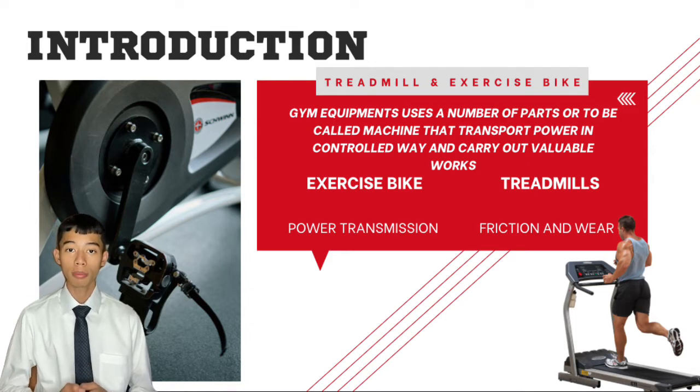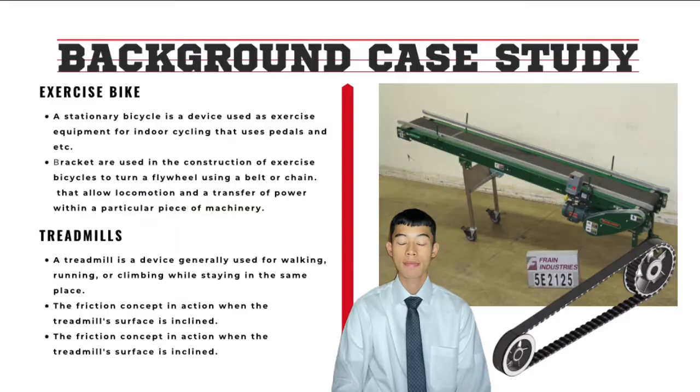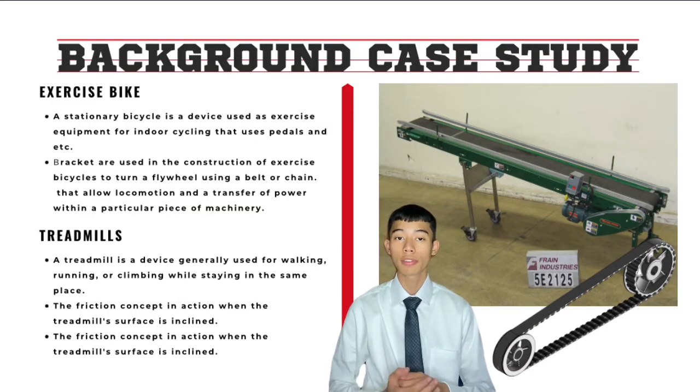From the equipments above, we will study the applications of friction and wear in treadmills. Meanwhile, the exercise bike uses the power transmission concept. Now, I will explain the background of the study.